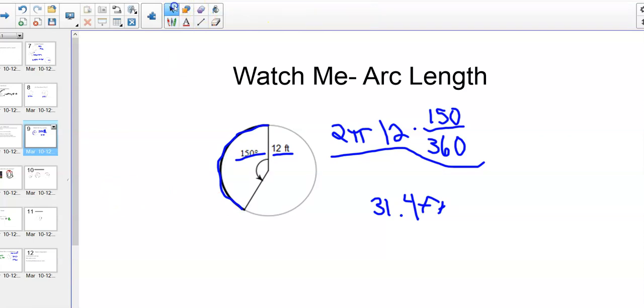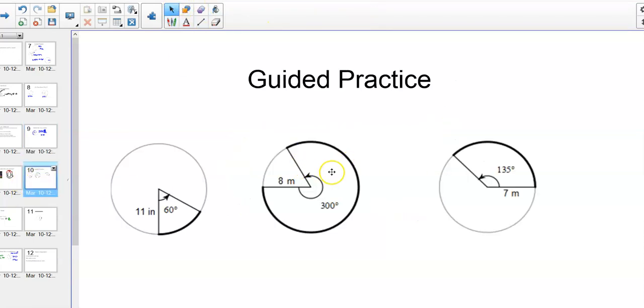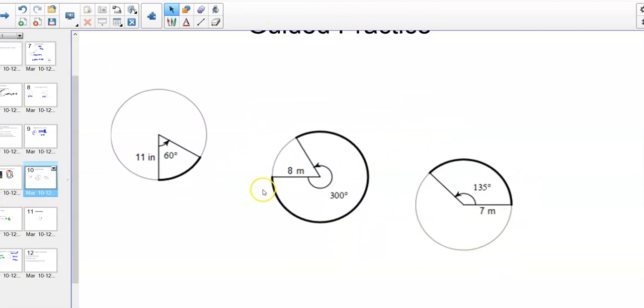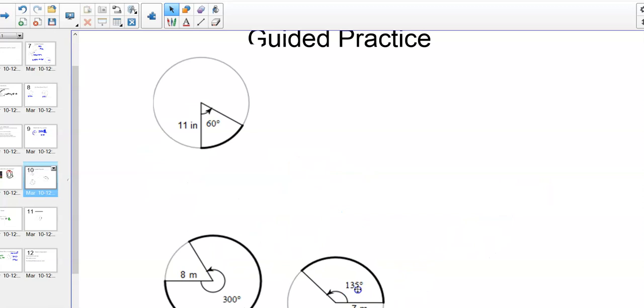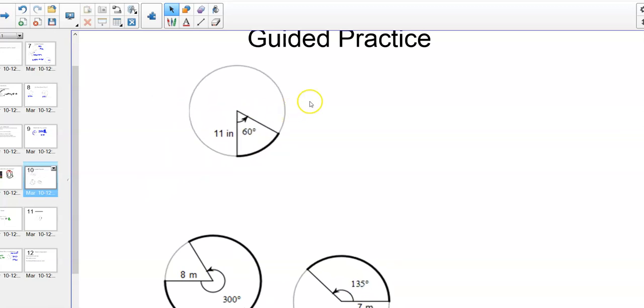Okay, go ahead and pick up your pencils. We're going to do a couple of these in your notebook. So we're going to start by looking at this one. So go ahead and copy this one down. Your picture doesn't have to be pretty. Just make it, you know, kind of look like a circle.